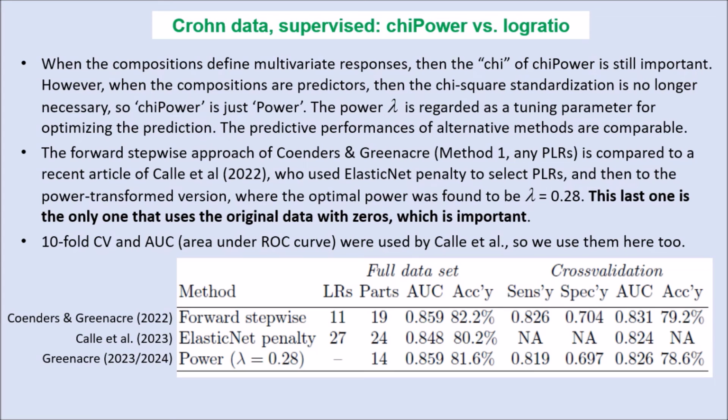Kai et al. choose 27 log ratios with elastic net, involving a total of 24 out of the 48 parts. Our stepwise selection chooses only 11 log ratios, involving 19 parts. Stepwise selection of the original parts with power lambda 0.28 chooses the least number of parts, only 14. Yet its performance statistics are similar to the others, and it is the most parsimonious.